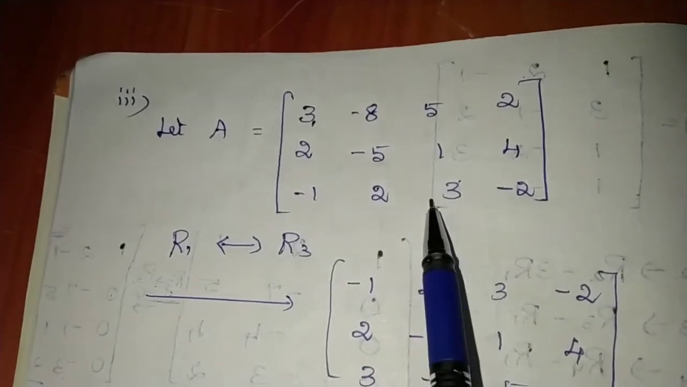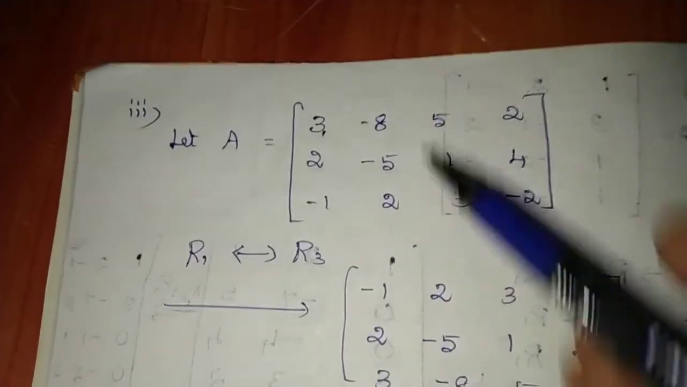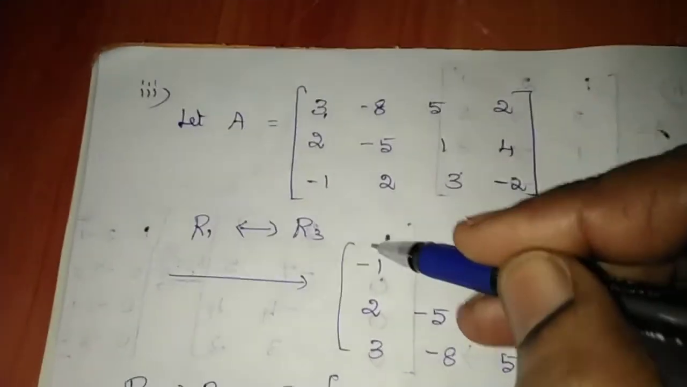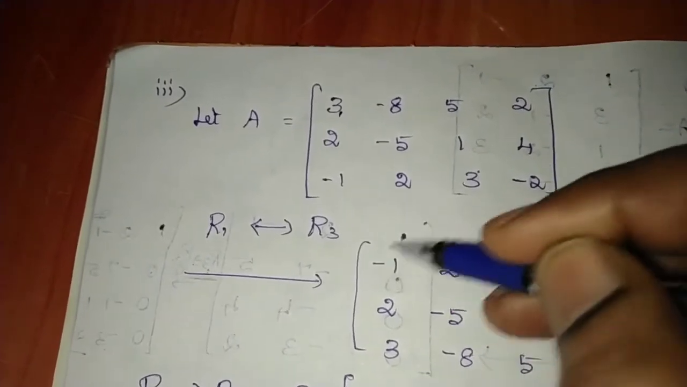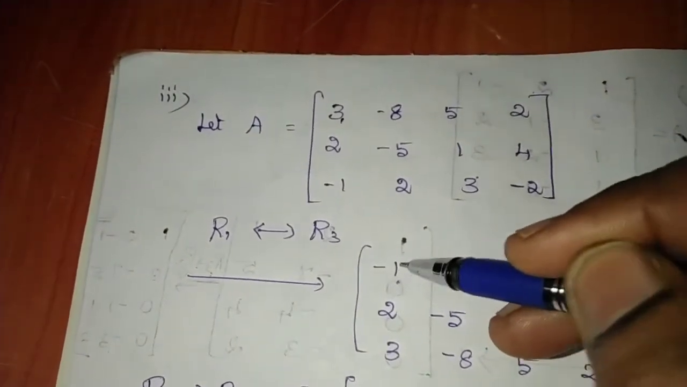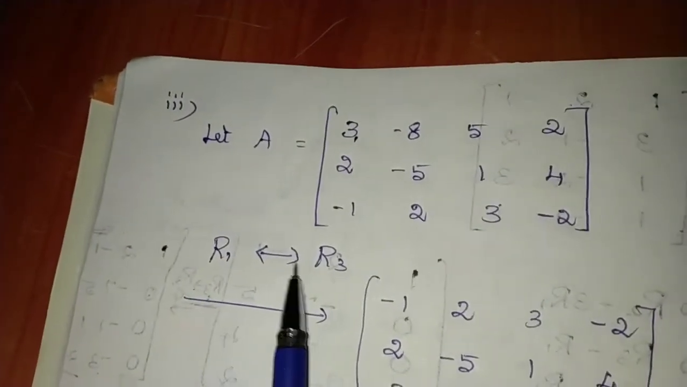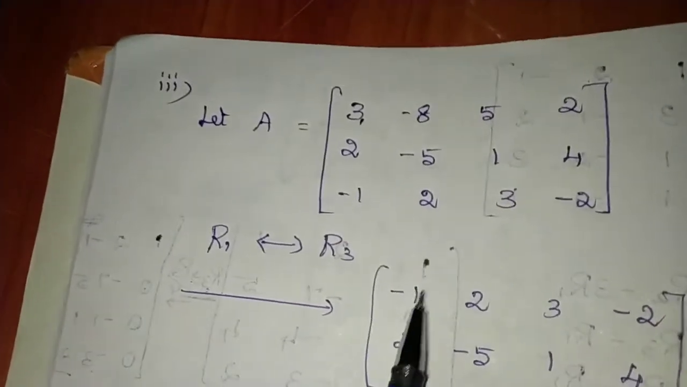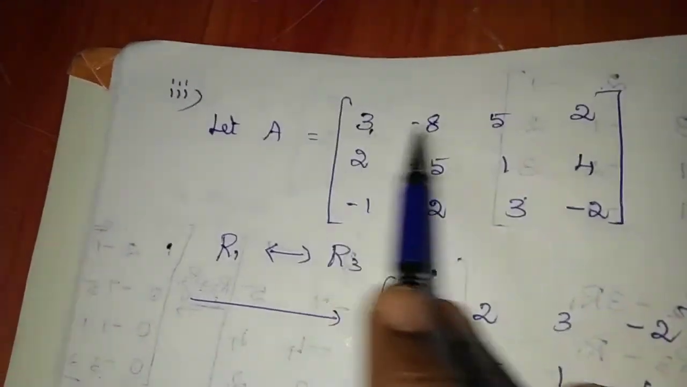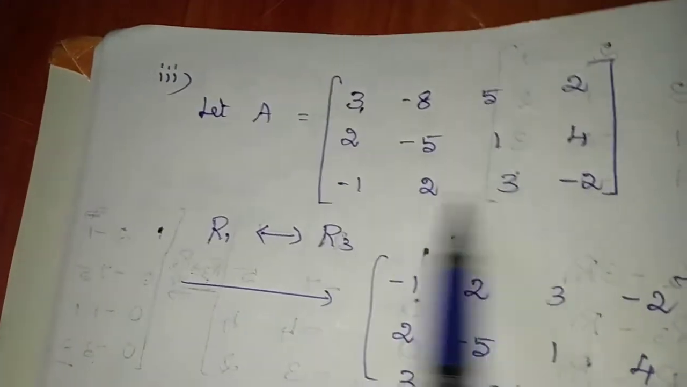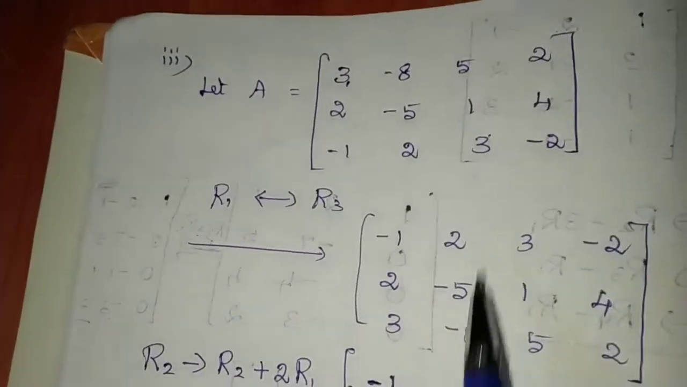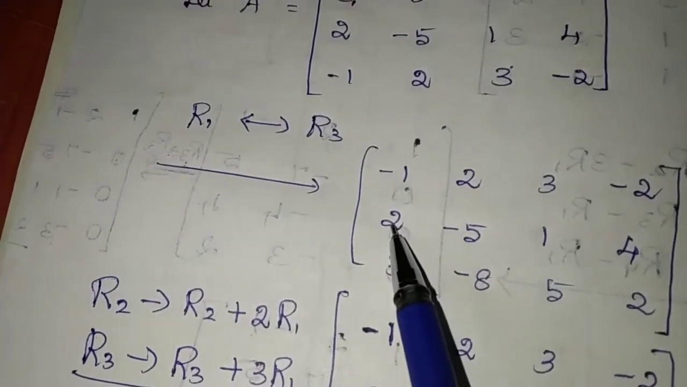And the third one, A equal to the matrix given. Here, as I already told, the first place has 1, so it is very easy to solve this problem. Then R1 interchange to R3. R1, R3 interchange. These two rows are interchanged.